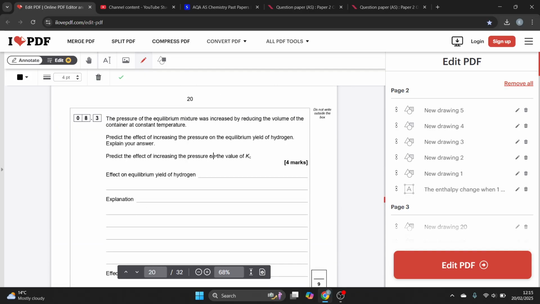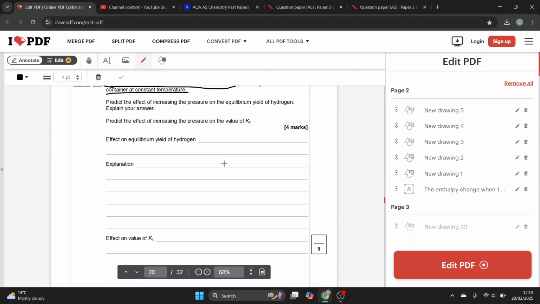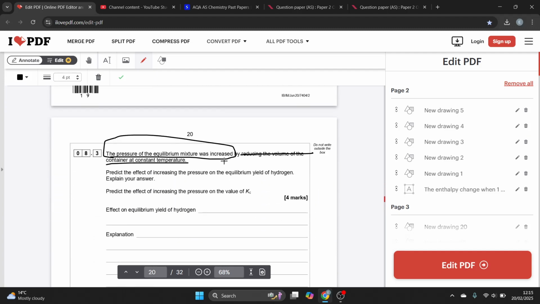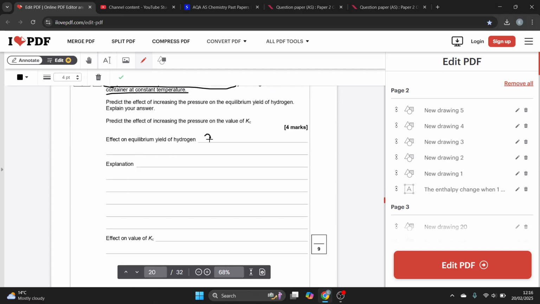Then it says the pressure was increased by reducing the volume at constant temperature. I don't need to know that. All it tells me is that pressure was increased. Okay, that's what I need to know. Predict the effect of increasing the pressure on the equilibrium yield of hydrogen. So if I increase the pressure, equilibrium is going to shift. I'm going to count 1, 2 moles there, 6 moles. Equilibrium is going to shift to the side with fewer moles of gas. So the yield of hydrogen decreases.